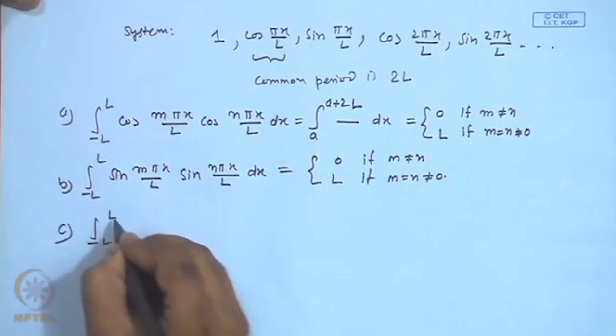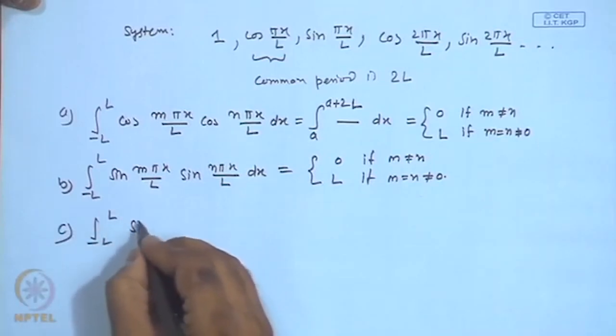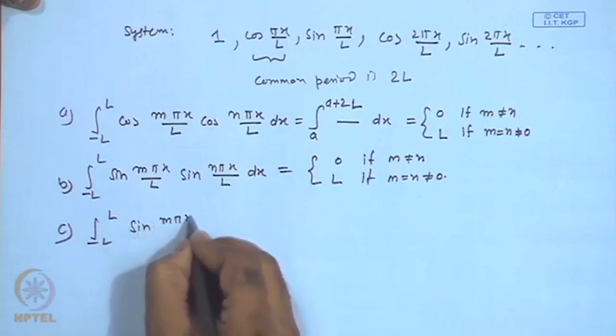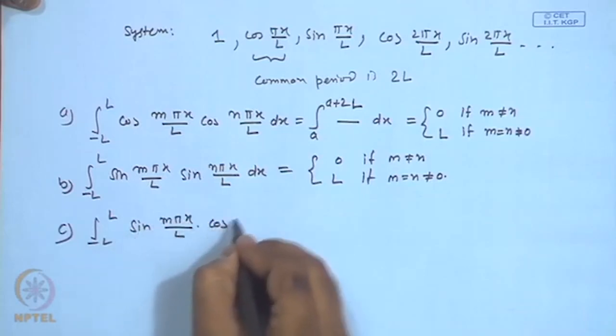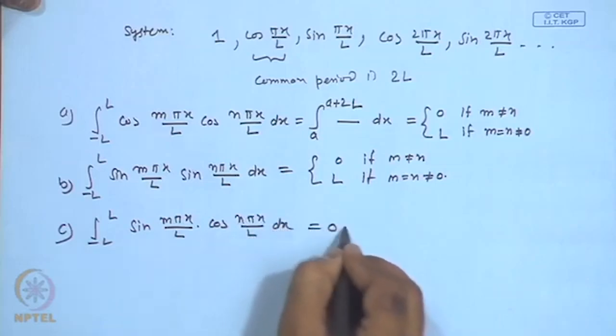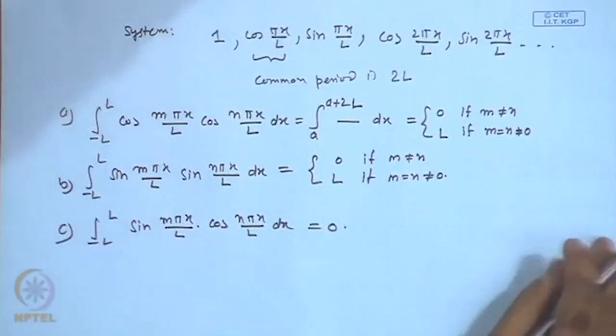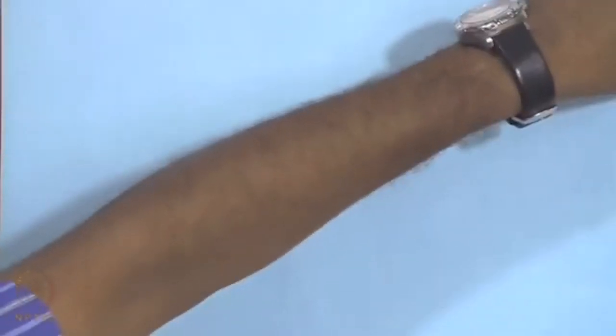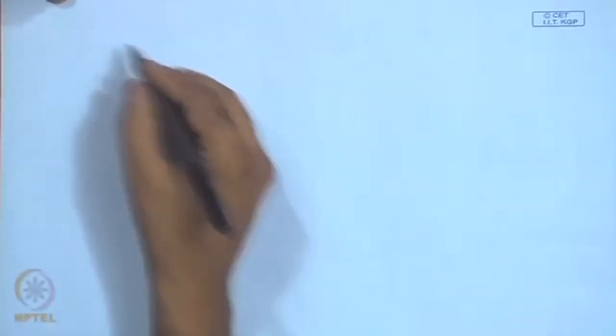And the last one, if we have the product of the two, sin m pi x over L and cos n pi x over L dx, this will be 0. So, now we have done this preparation to go for the Fourier series.